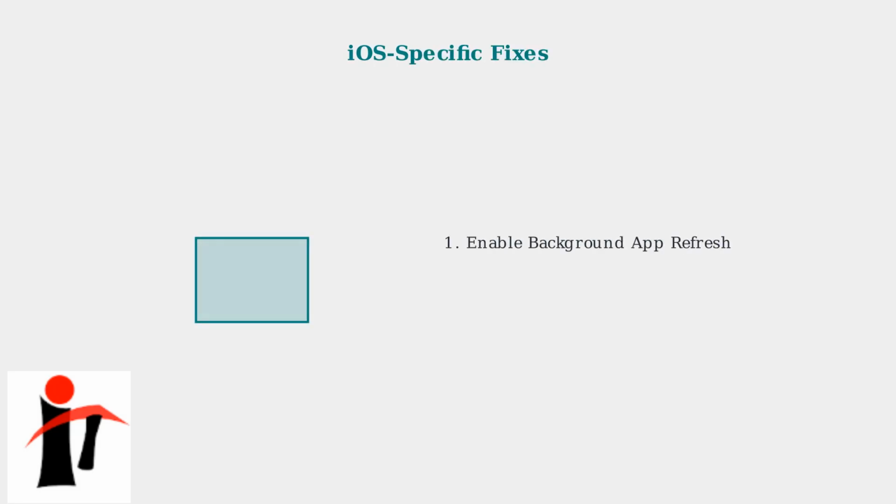iOS and Android have different system behaviors that can affect app connectivity. For iOS users, the first step is enabling background app refresh for the MetaQuest app. This allows the app to maintain its connection and sync data even when not actively in use.